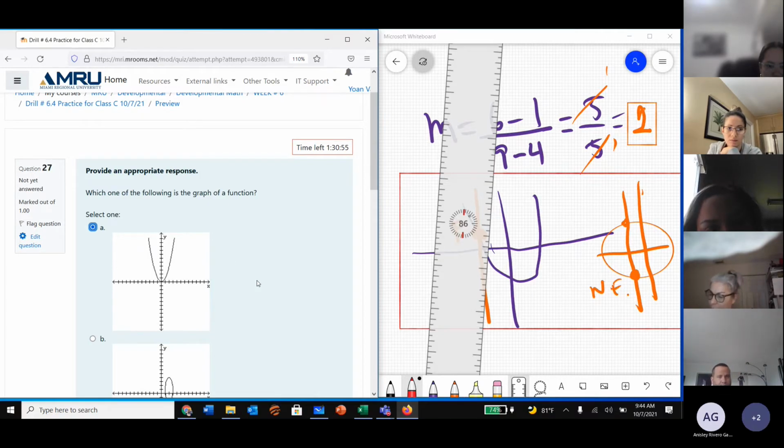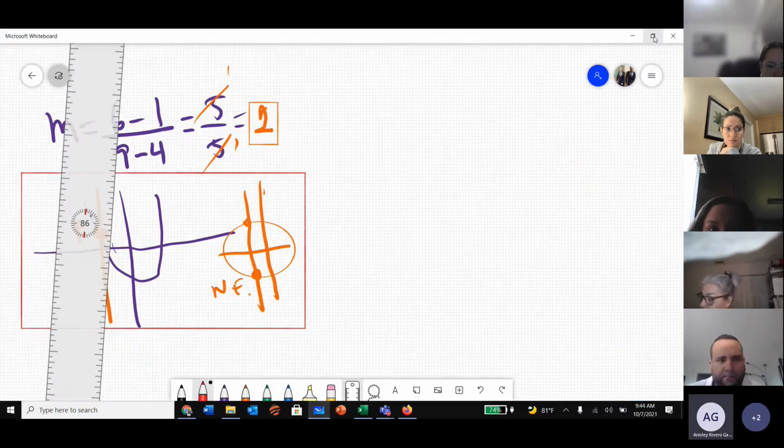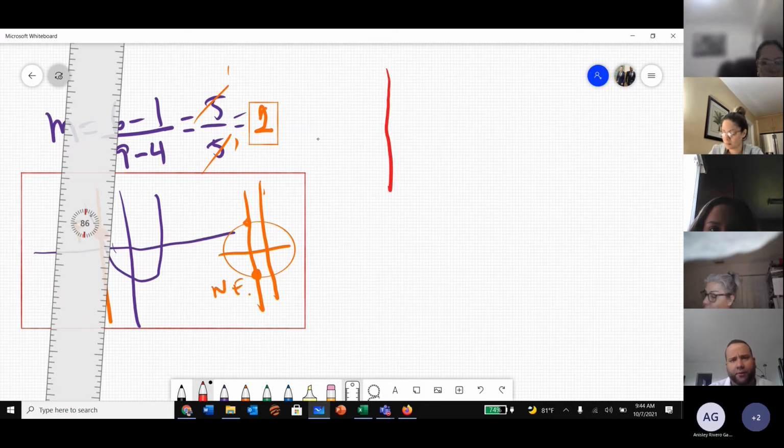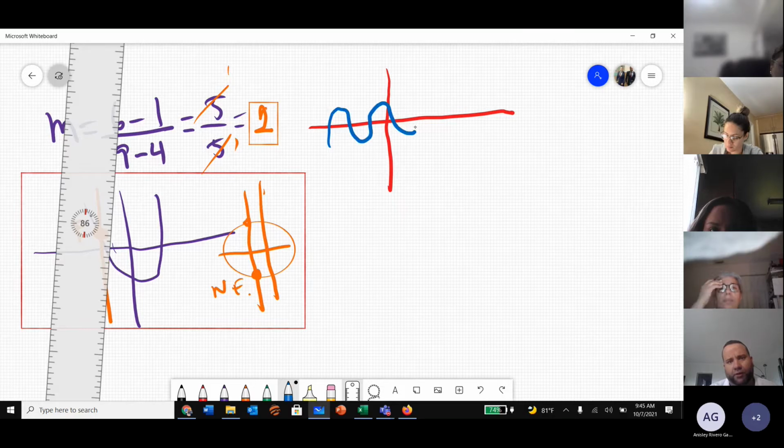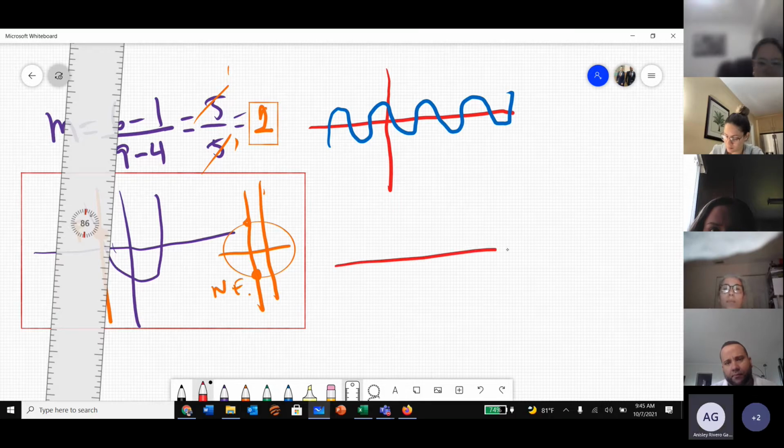Got it? Yes, vertical line is function. Horizontal line is not function. No. This assumption that you are making is not correct. That's not what I went over. Do you see my screen? Yes.